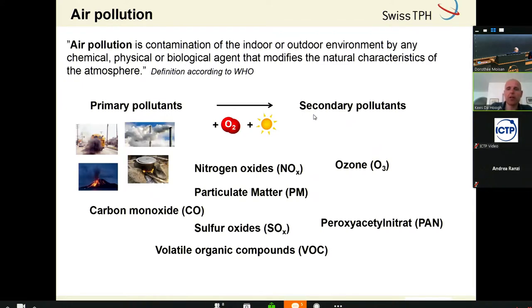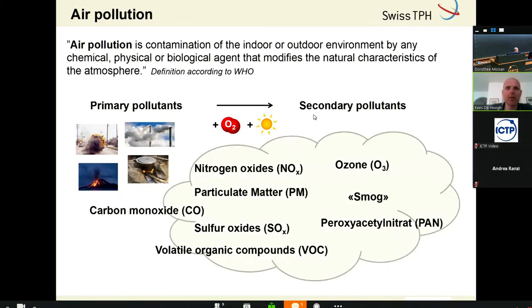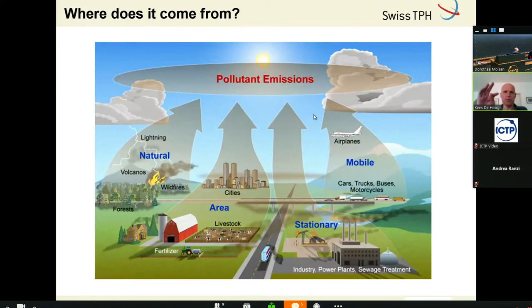So let's now go through the theme of this week, of course, air pollution. I probably don't have to go into this too deeply, because this has probably already been handled, but just to make sure, we have primary pollutants and we have secondary pollutants. The primary pollutants are the ones emitted, and the secondary pollutants are created in the air, in the atmosphere, by reactions. So very important is where does it come from?